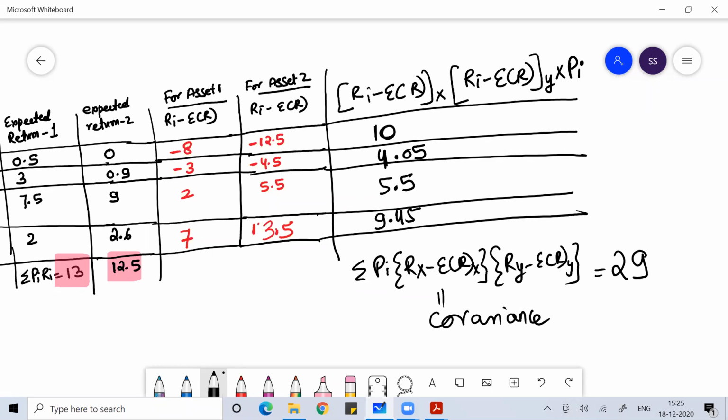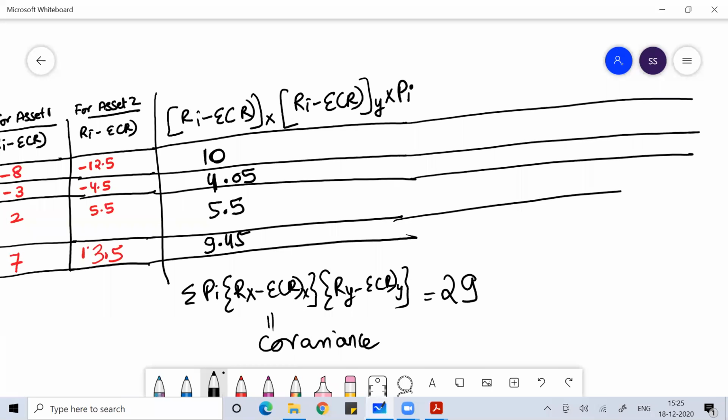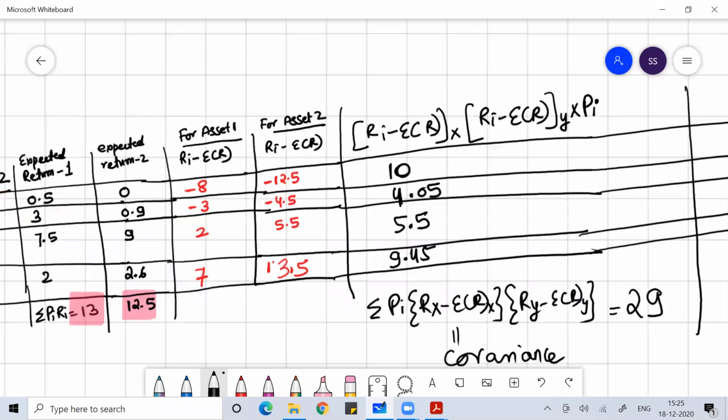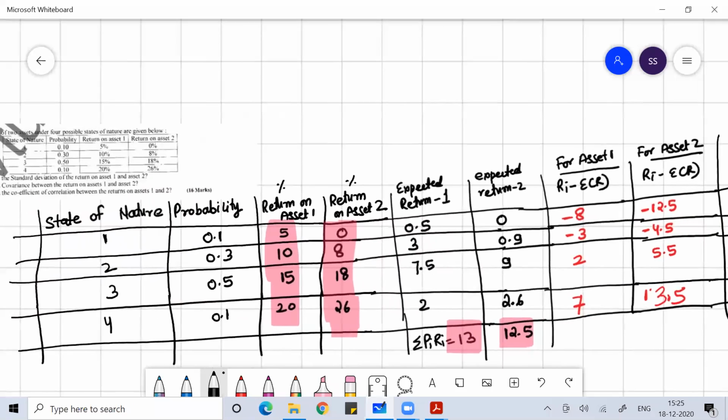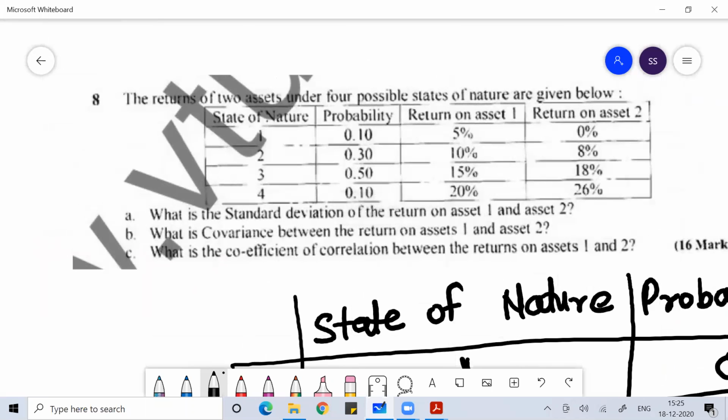Clear? So the covariance is 29. Everyone, covariance is 29. You got it, the covariance is 29. Okay, so we are done with the second part of the question. What is the covariance between the return on asset 1 and asset 2? That would be 29.